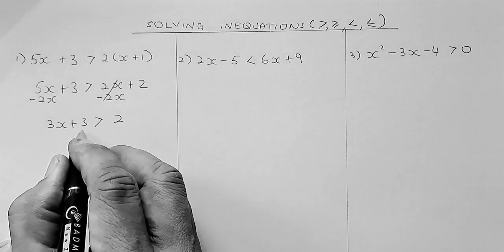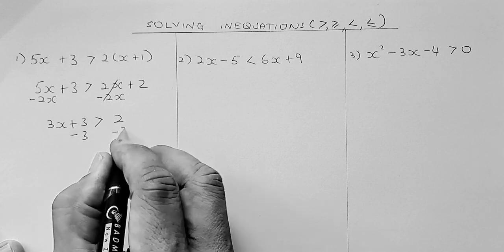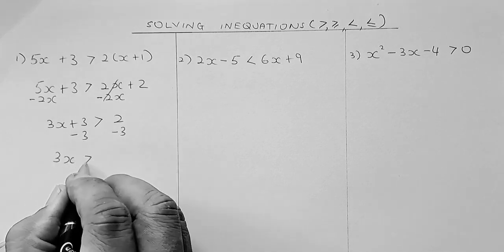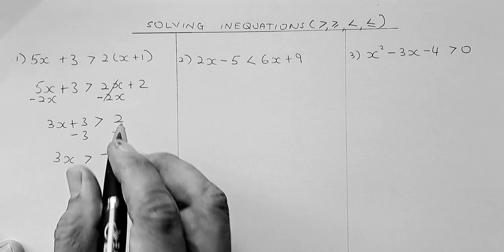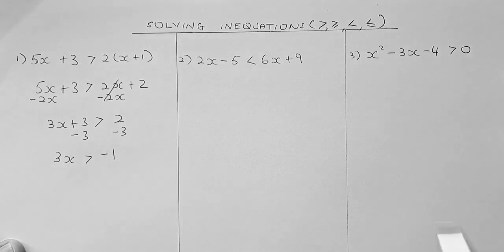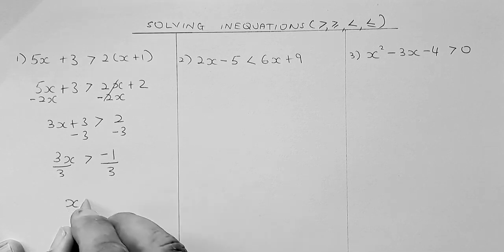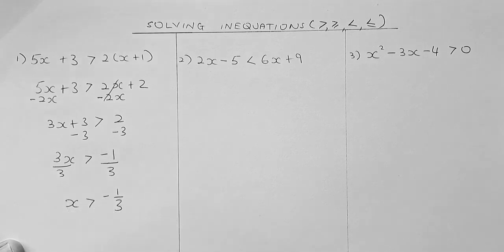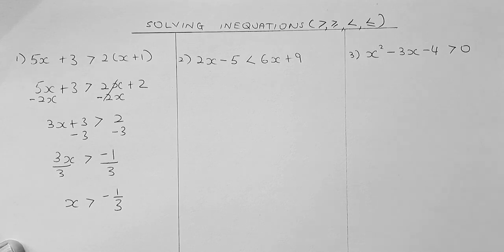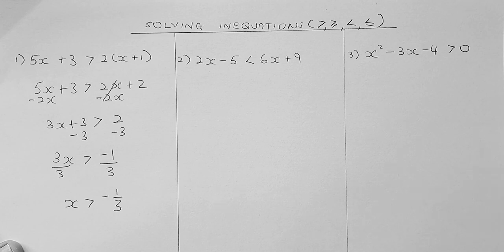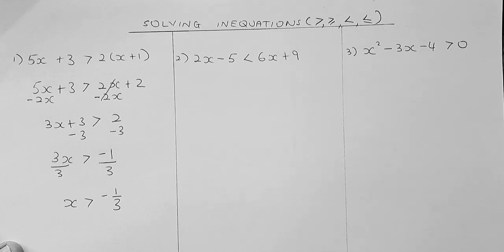Next, you're going to get rid of this 3, you minus 3 on both sides. So you get 3x is greater than negative 1. Minus 3 plus 2 is negative 1. And the last step, you divide by 3 on both sides. And the answer is x is greater than minus 1/3. So technically, you are solving as though they are equal rather than an inequation. The only time you change the symbol, I repeat again, is when you divide or multiply by a negative number. So we shall look at the second example.